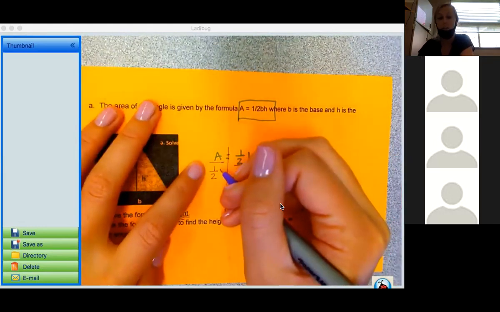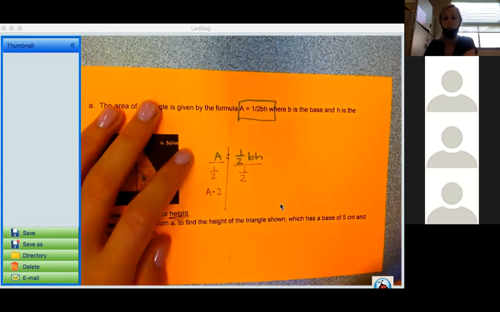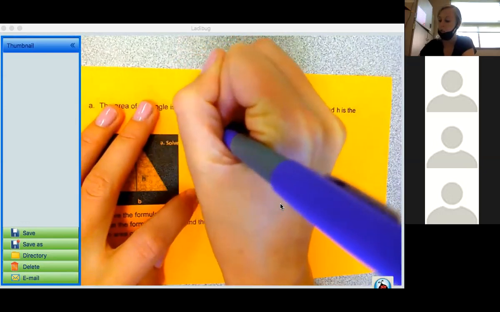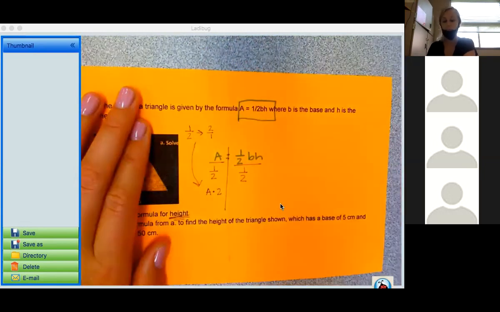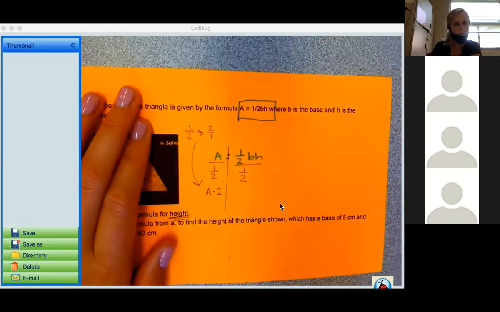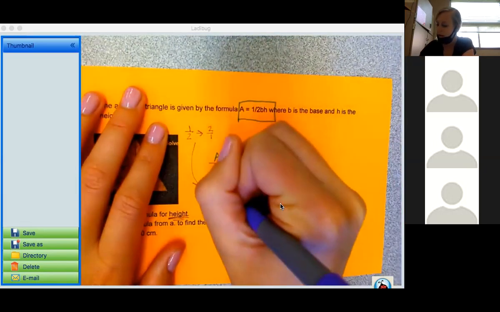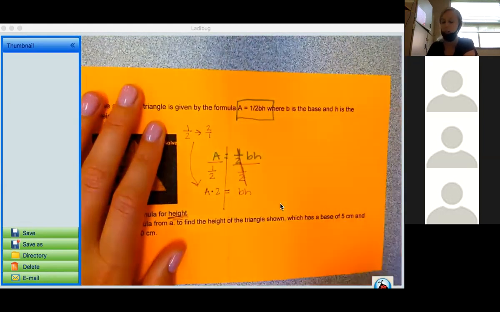So instead of A divided by 1/2 on this side, we're going to do A times 2 because when I flip 1/2, do y'all agree that that's 2 over 1? Are y'all okay with that, online people? Yeah. Okay, so that's A times 2 equals, and then over here now we're just left with BH, right?